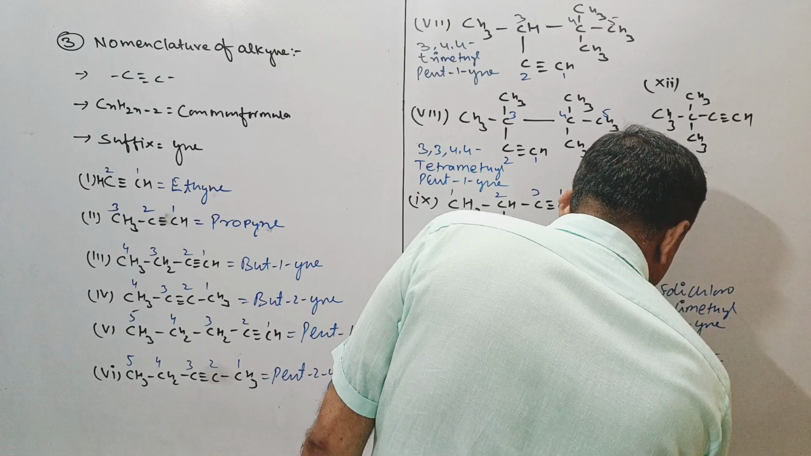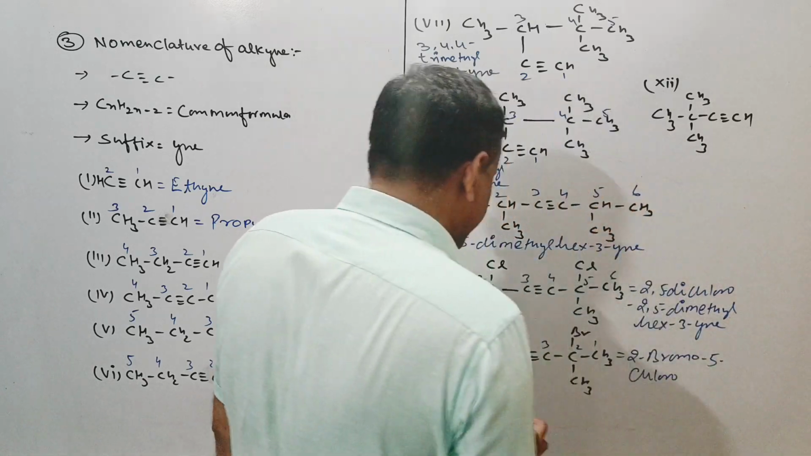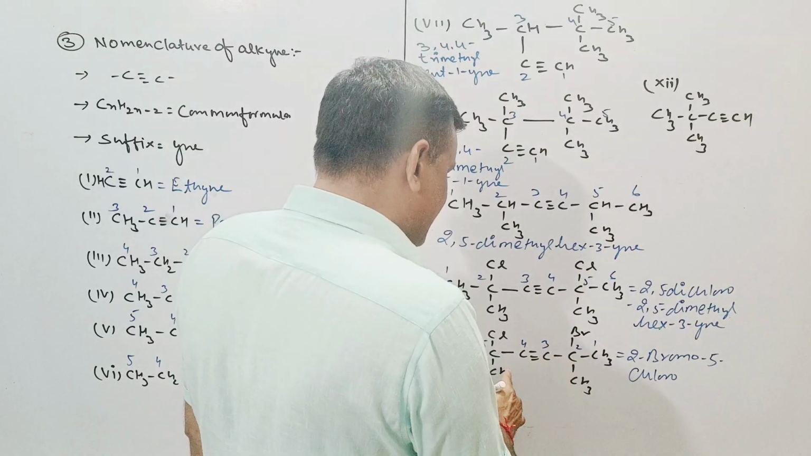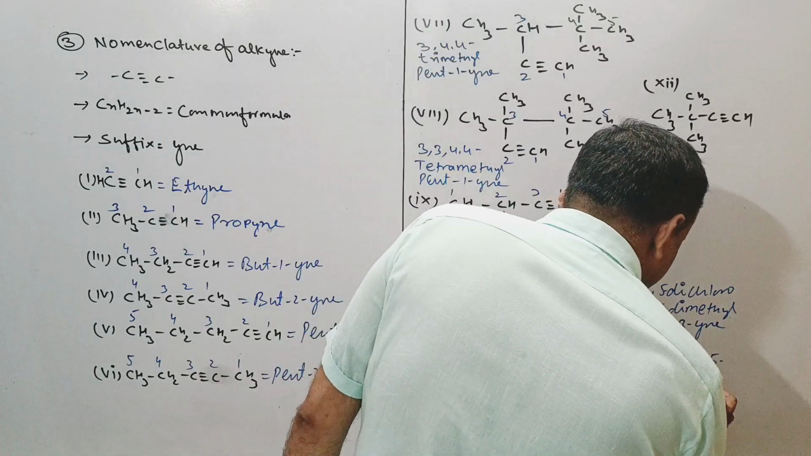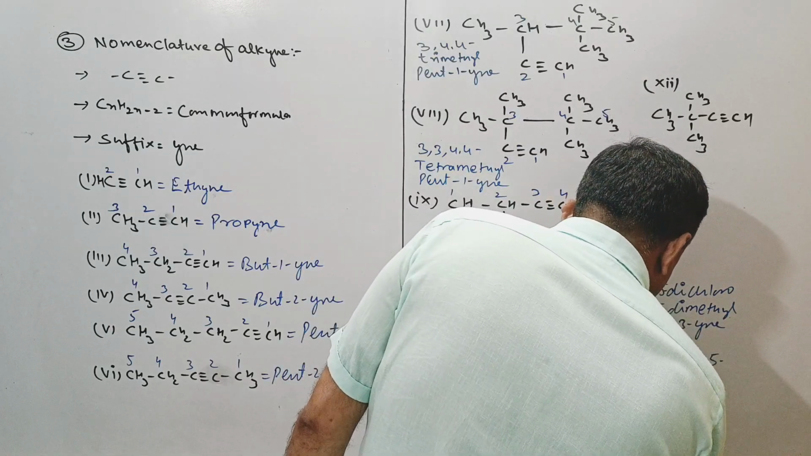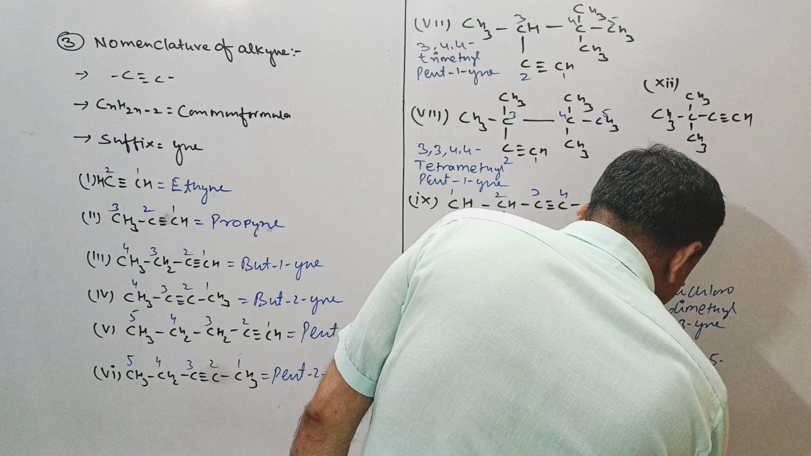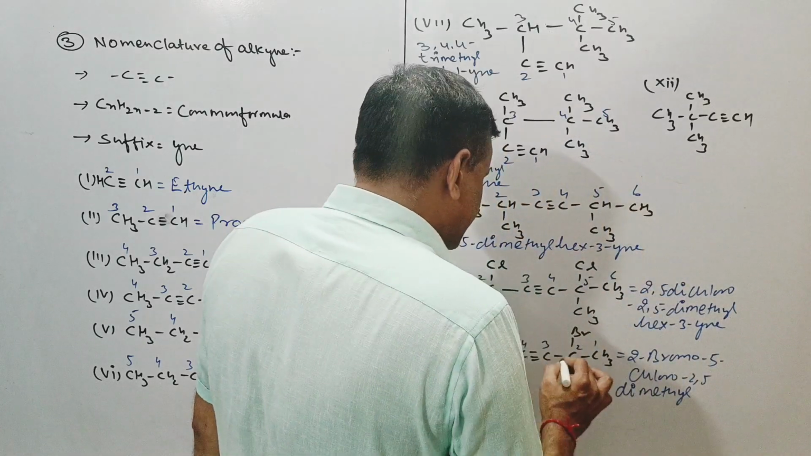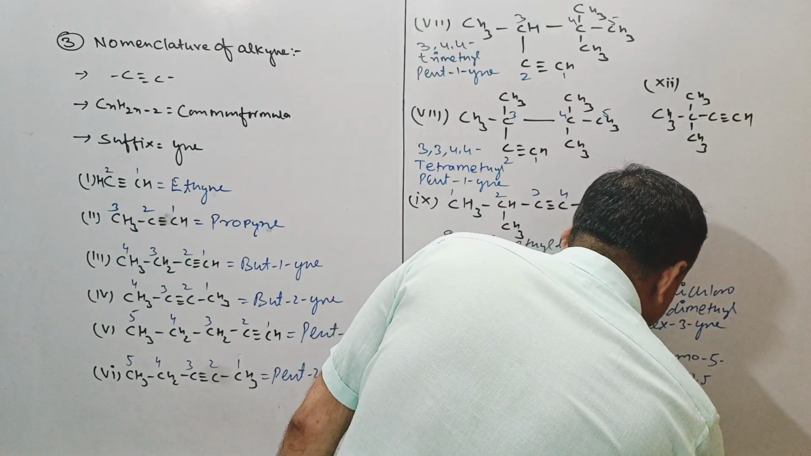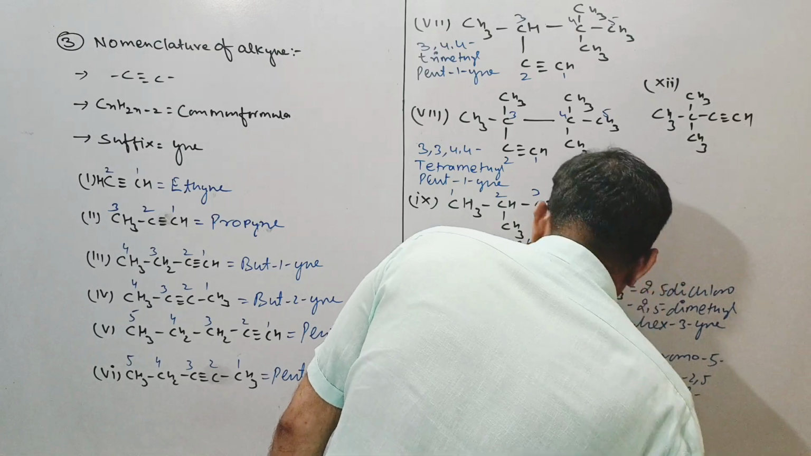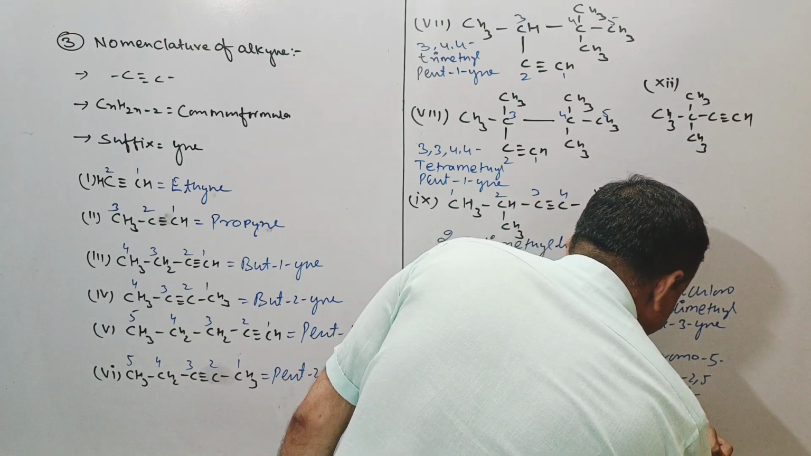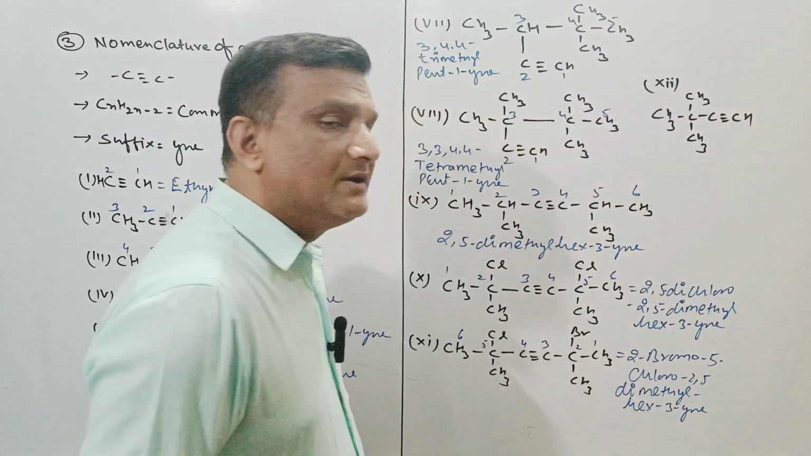Now methyl is at number 2 and 5 position, so 2,5 dimethyl. There is a 6 carbon chain, hex. This is the hex and this is the 3-yne. This is the nomenclature of the compound.